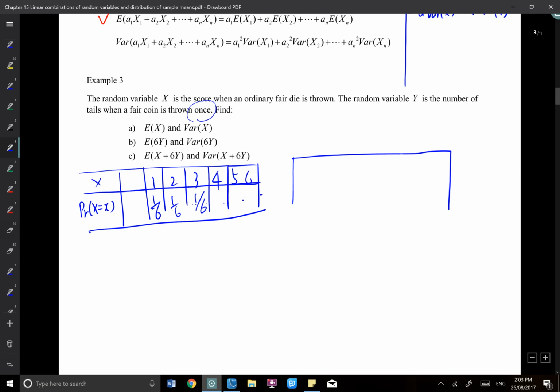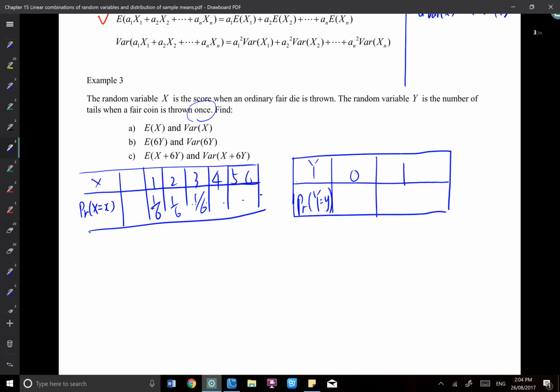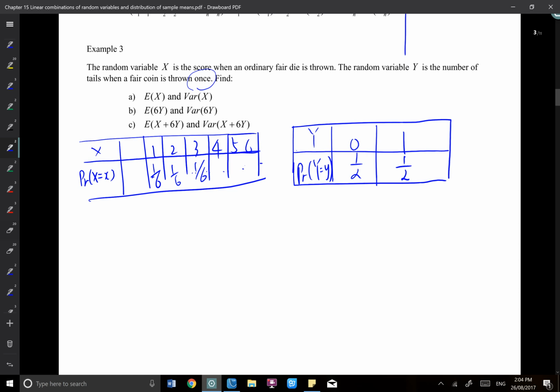For the distribution of y, y takes the values 0 and 1. What's the probability of getting 0 tails? You tossed a fair coin and you want not a tail, so it's a head, which is half. So both probabilities are half. That's the distribution for x and y themselves.